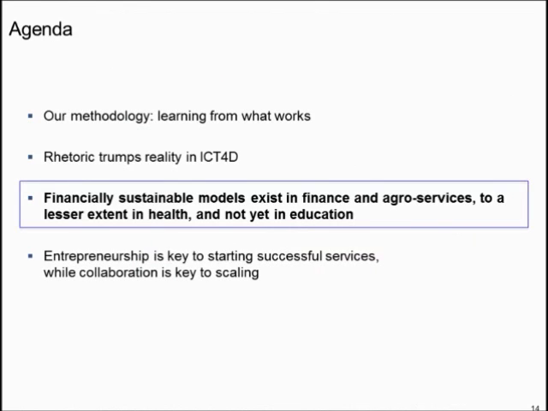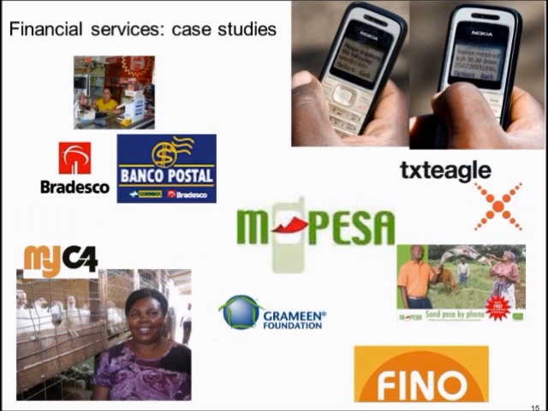So in conclusion, financially sustainable models exist in finance and agro-services, and to a lesser extent in health, and not yet in education. And I will now go into more detail explaining that. Let's first look at financial services.